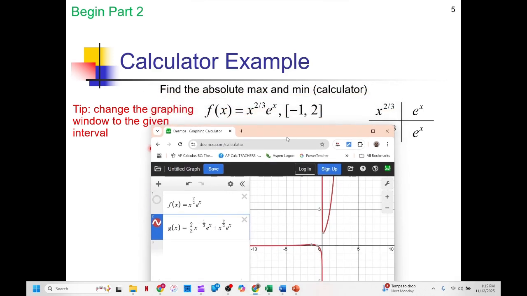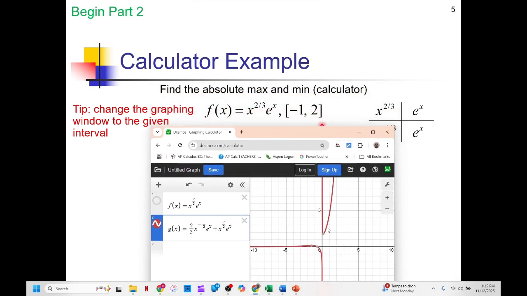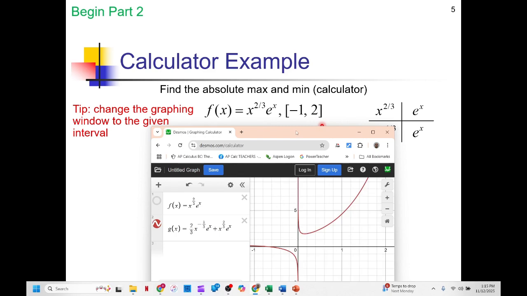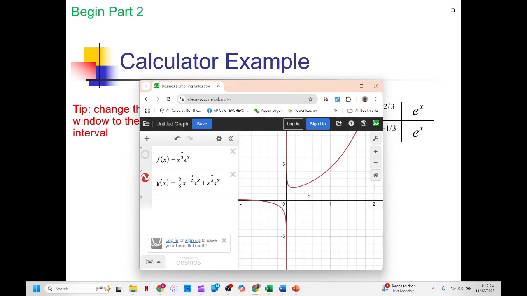The interval that they gave us was from negative 1 to 2, so let me focus in on that. I'll change my window so that my x values go from negative 1.1 to 2.2. Now I've got a better picture of what's going on. I want to find places where this is either 0 or undefined.